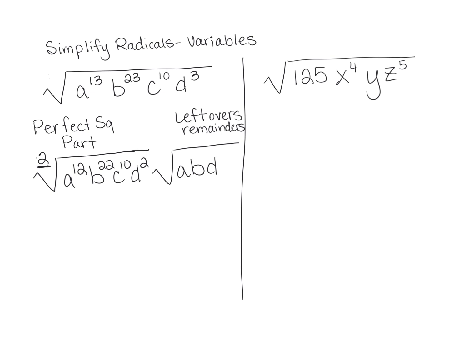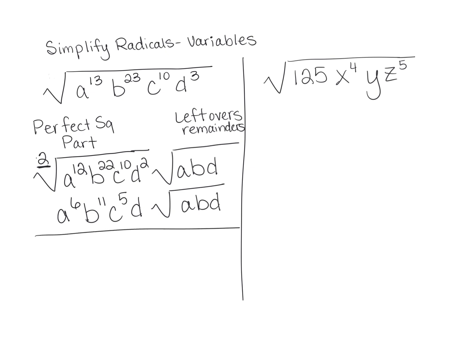So I have a to the 12th, and the 12 is divided by 2, so that's a to the 6th, because a to the 6th times a to the 6th will make a to the 12th power. On b to the 22nd, if I divide 22 by 2, I get b to the 11. If I take c to the 10th and I divide the 10 by 2, I get 5. And then d to the 2nd divided by 2 is just the variable d. And then we still have the square root of a, b, d.